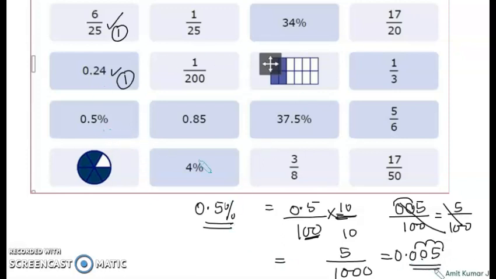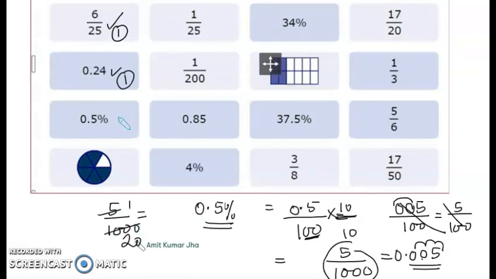Do you see any 0.005 in it? Okay, 5 by 1000 can also be written as, cancel by 5, so 1 by 200. So I can see 0.5 is here and 1 by 200 is here. So you can do that. These two will be equivalent to each other.